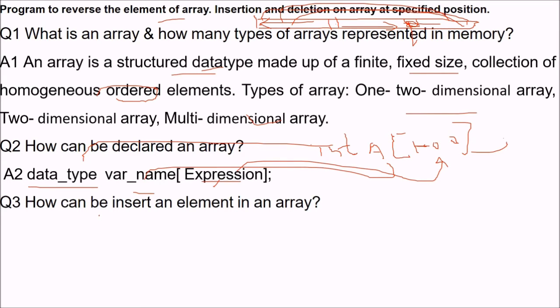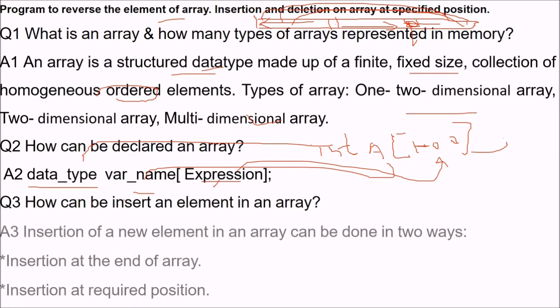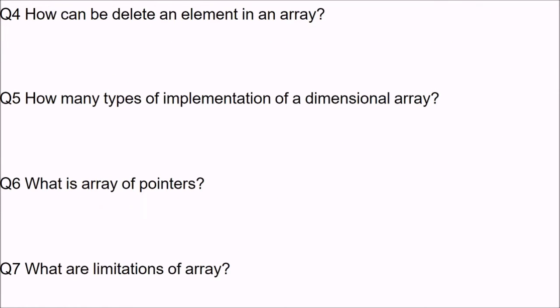How can we insert an element in an array? Insertion of a new element in an array can be done in two ways. You can insert at the end of the array, or you can insert at a required position. If you are required to add the value at the end, then that space should be there. The size of the array should not cause some overflow. Insertion at a required position, I told you, is also possible. You have to do some shifting.